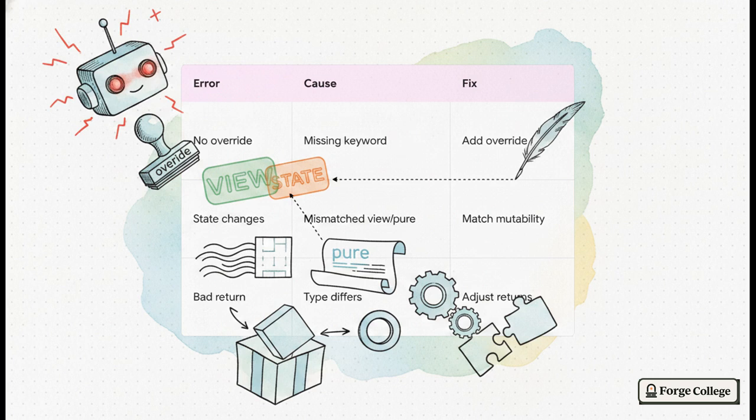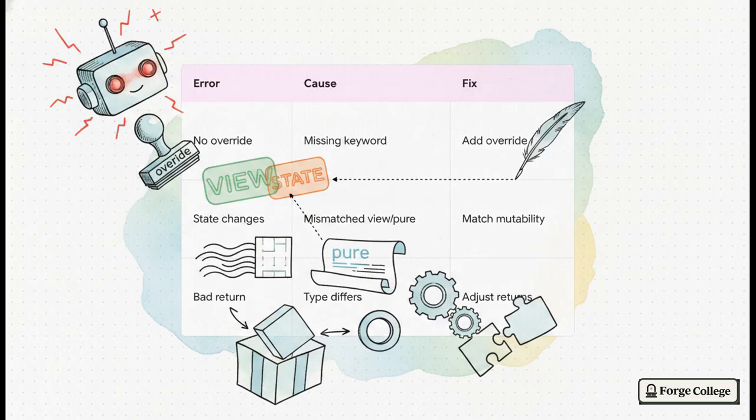Easy enough. Now check out row 2. Type error. Overriding function changes state mutability. This happens when you have a mix-up with view or pure. If the interface promised a view function, but your implementation actually tries to modify a state variable behind the scenes, the compiler is going to catch you red-handed. The fix there is to make sure your implementation matches the exact state mutability promised in the blueprint.